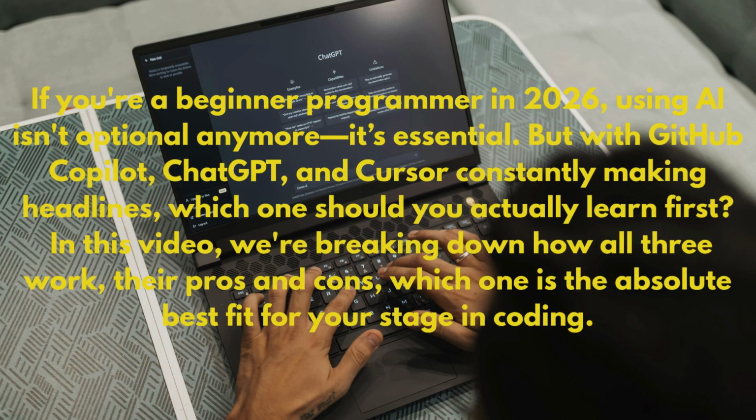If you're a beginner programmer in 2026, using AI isn't optional anymore, it's essential. But with GitHub Copilot, ChatGPT, and Cursor constantly making headlines, which one should you actually learn first? In this video, we're breaking down how all three work, their pros and cons, which one is the absolute best fit for your stage in coding.